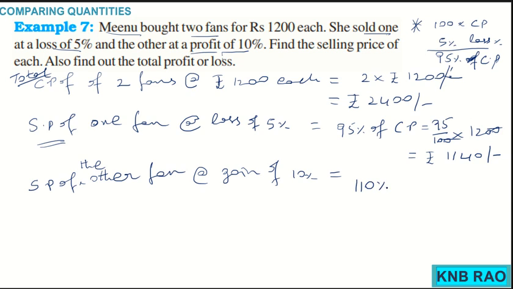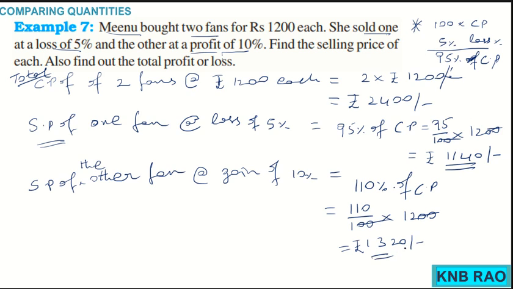This is 110% of CP. How I got this? 100% is CP and 10% on that I am getting extra. So 10% of CP becomes the profit. So 100 plus 10, 110% of CP will be SP. So 110 by 100 into 1200, because CP of that one fan. So after this, double zeros will get cancelled. 110 into 12 becomes 1320 rupees. So this is SP of one fan and this is SP of second fan.